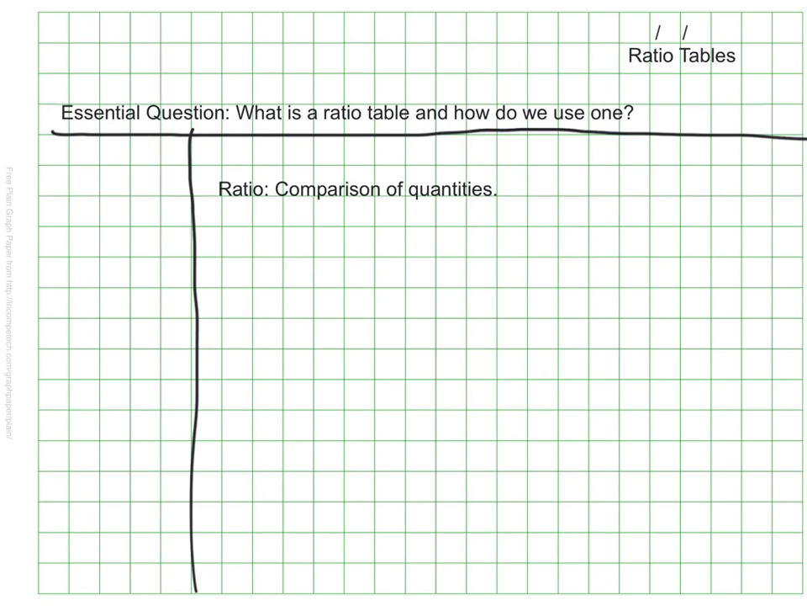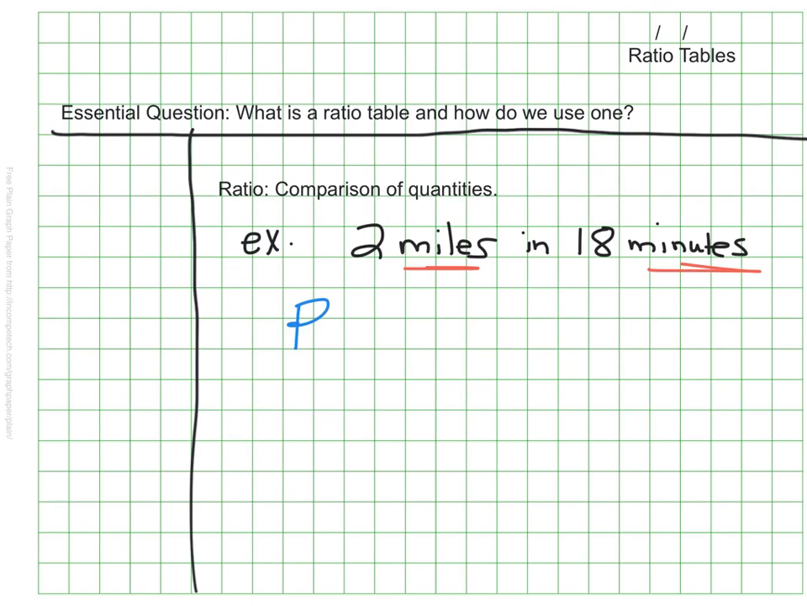A reminder that a ratio is a comparison of quantities. A ratio might be that I can run 2 miles in 18 minutes, right? I'm comparing the distance I can go in the amount of time that it takes. You will also sometimes see this called a rate. So today when we're talking about ratio tables, you might also hear them described as rate tables.